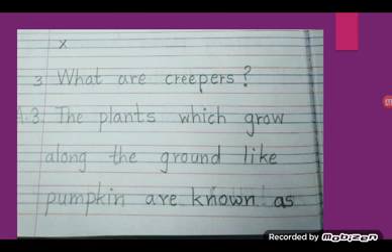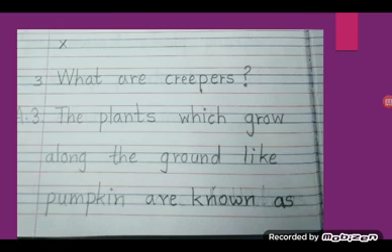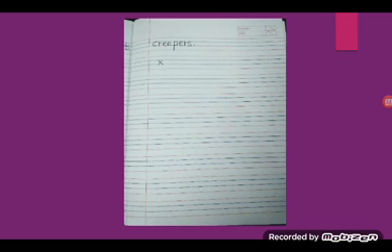Okay. We have to write in the blue and red lines. So we will go to the next. See, creepers. Again, the plants which grow along the ground like pumpkin are known as creepers. Full stop. So here we have finished our 3 answers, and after that I have kept a cross.